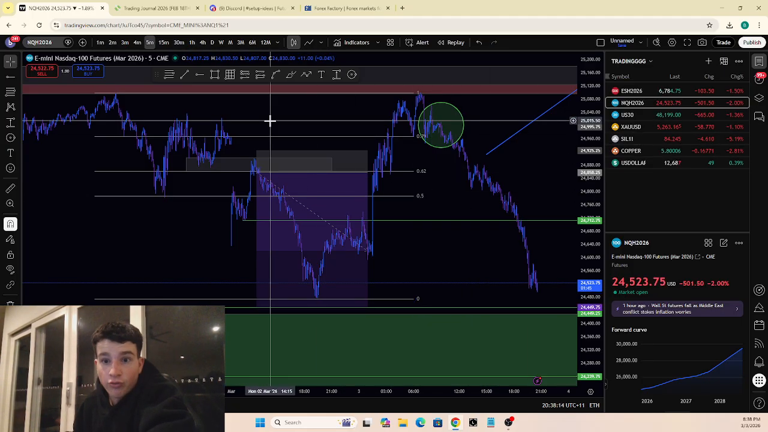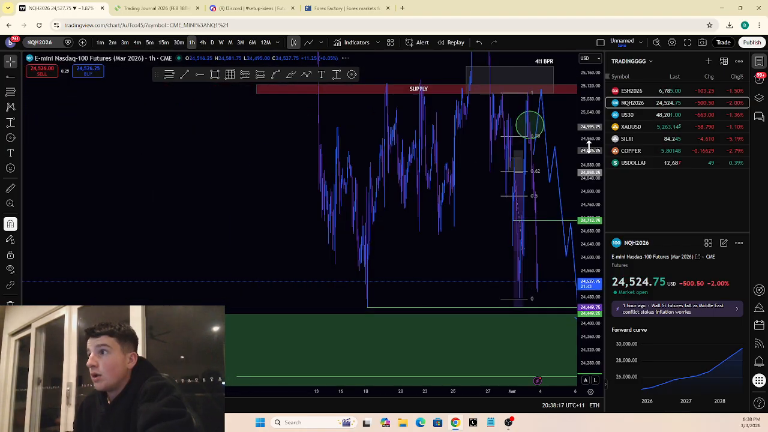Another trade that I want to go through, which is pretty key, is this one.